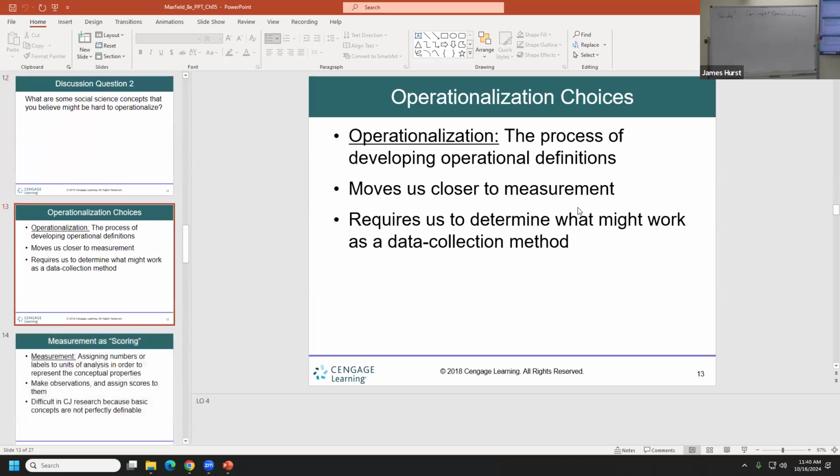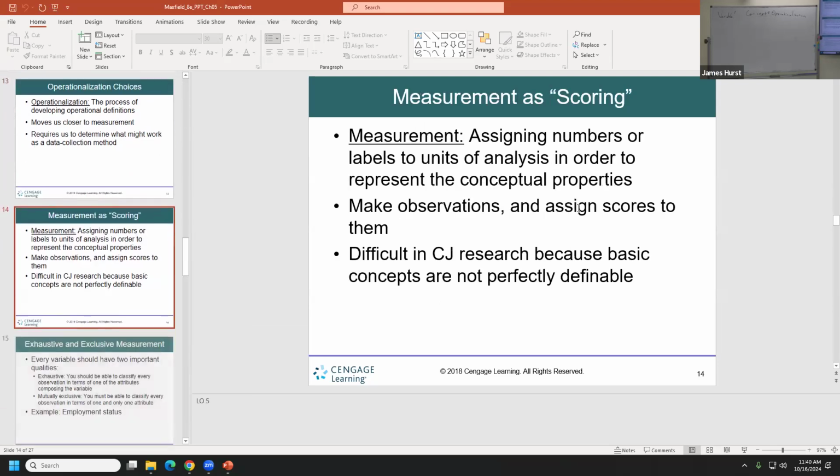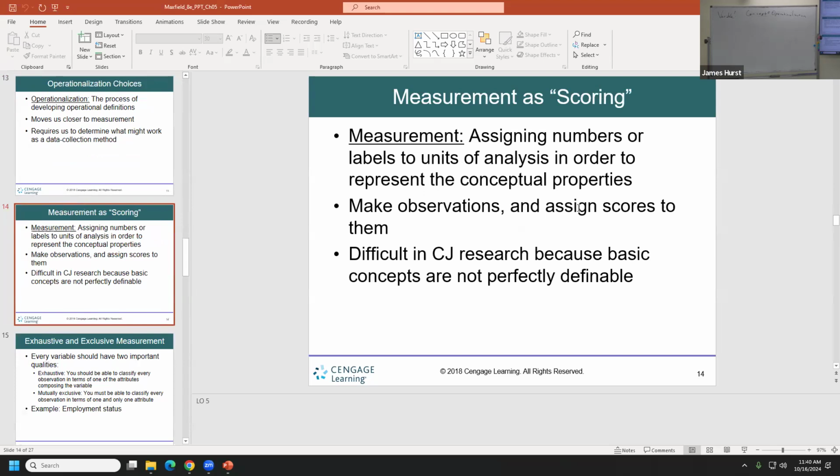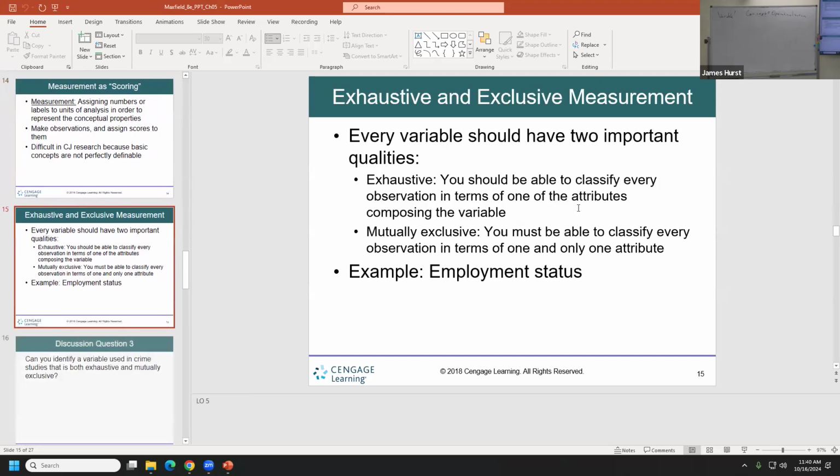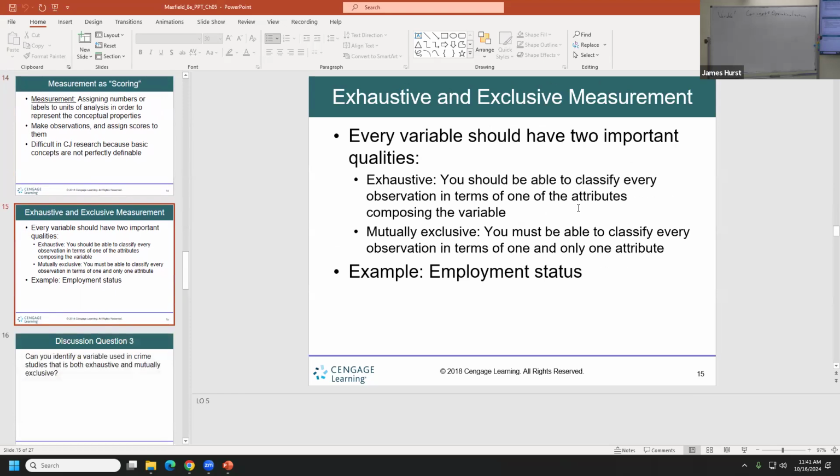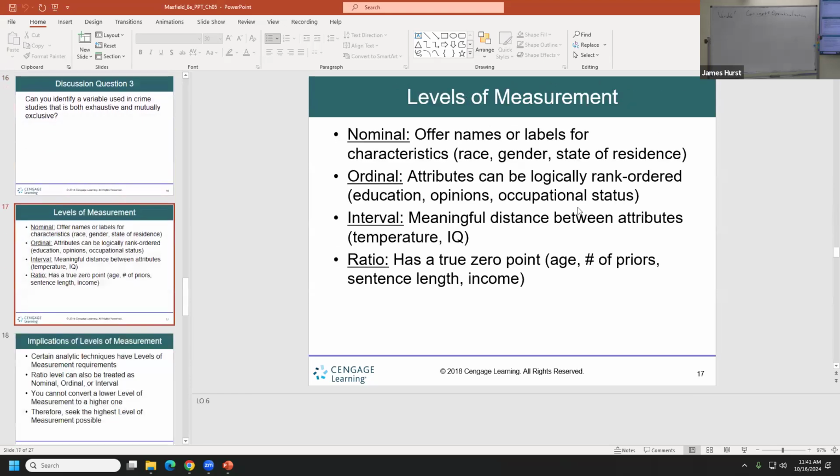And let me skip that one for now. Operationalizations we've talked about already. We're just talking about measurement. Whenever you deal with the numbers here, we're going to talk about those. There we go. Nominal, ordinal, interval, ratio.